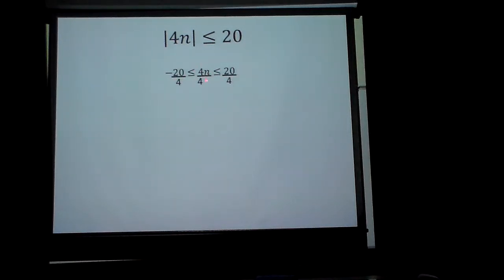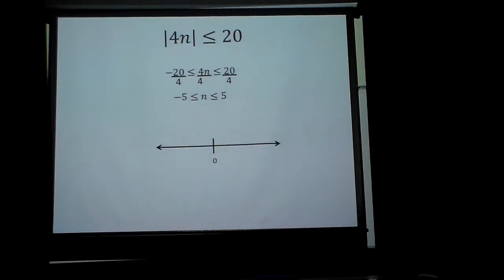I'm multiplying n by 4, so I'm going to divide everything by 4. And if I take negative 20 divided by 4, it'll be negative 5. The 4s will cancel, and that will be 5 right there. So I have negative 5 less than or equal to n, less than or equal to 5.